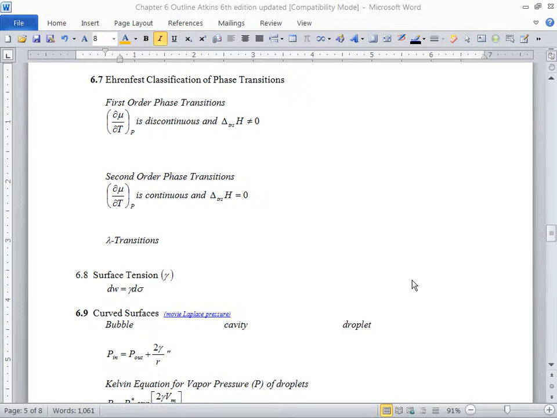So we are wrapping up Chapter 6. Next class period will be review, and then we'll have an exam. And we are talking about the Ehrenfest classification of phase transitions. First order phase transitions.